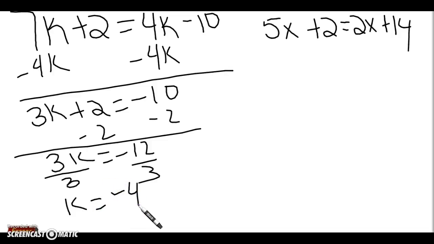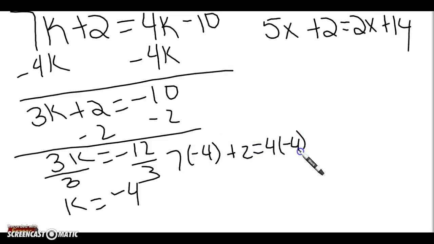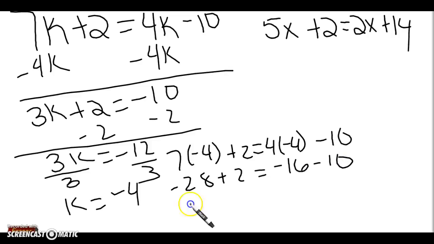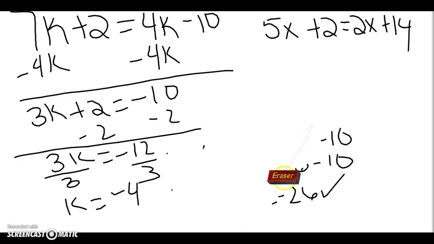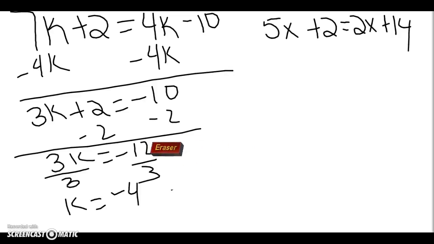And if I want to check it, I would get 7 times negative 4 plus 2 equals 4 times negative 4 minus 10, which is negative 28 plus 2 equals negative 16 minus 10. So I get negative 26 equals negative 26. It works out.